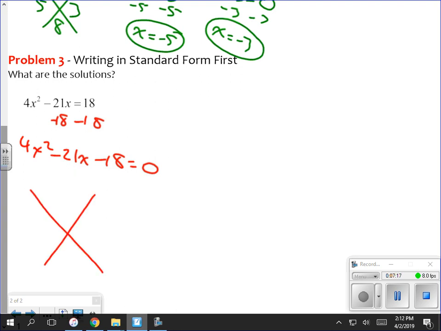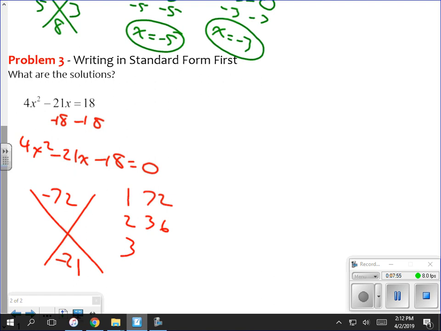Okay. 4 times 18. 4 times 8 is 32, 40 plus 30, yeah, 72. So that would be negative 72. And this is negative 21. Two numbers that multiply to give me 72 that subtract to give me 21. Whew, that's not a pretty one. 1 and 72. Nope. 2 and 36. Nope.